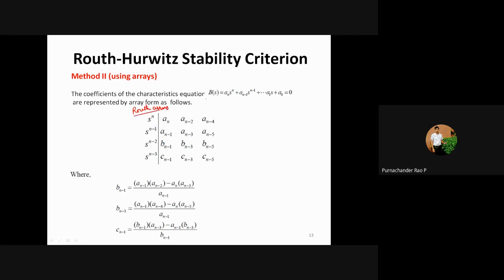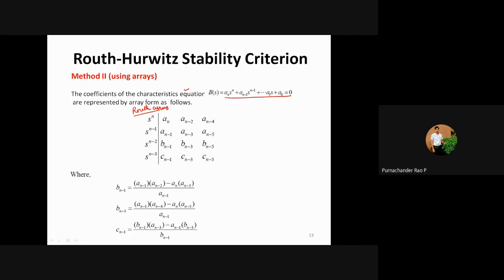Okay, so this can be obtained by taking the characteristic equation. This B of S is nothing but the characteristic equation. It has the form a(n) s power n plus a(n minus 1) s power n minus 1 and so on, plus a1s plus a0, is equal to 0. So this is your characteristic equation. With the help of this characteristic equation, we can form the Routh array.